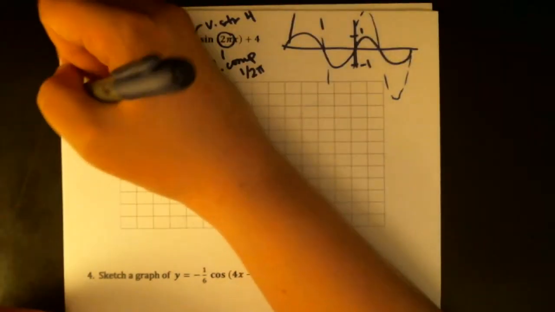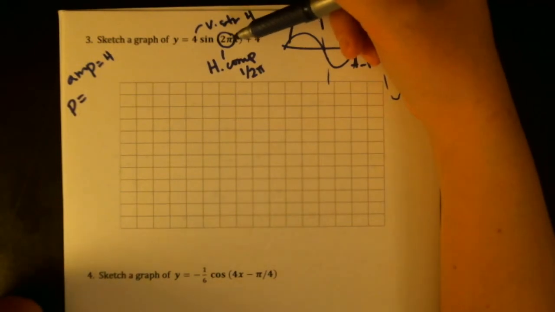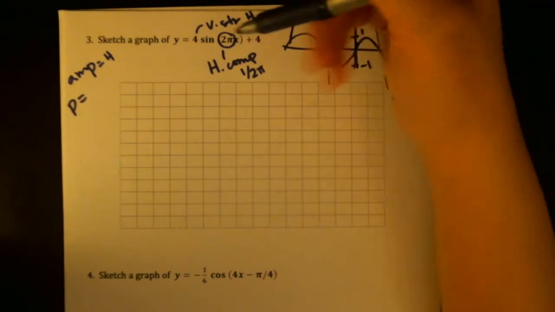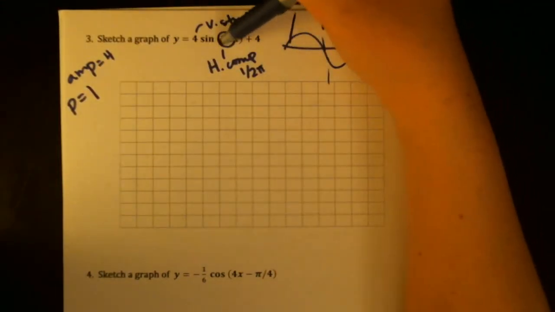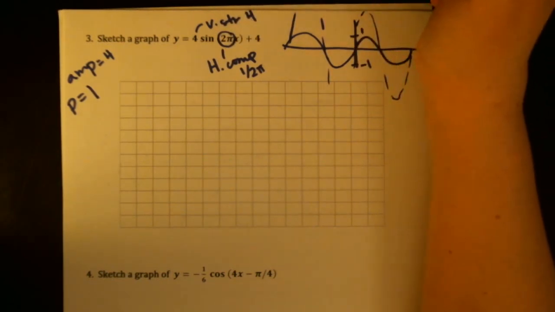So what happens here is your period is normally 2 pi. If you compress it by 1 over 2 pi, you're just going to end up with a period of 1. So that whole 2 pi over b, if b is also 2 pi, then 2 pi divided by 2 pi is just 1. So we get a nice period, 1, no pi's involved at all.